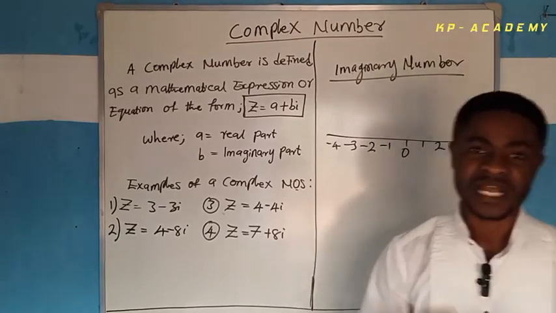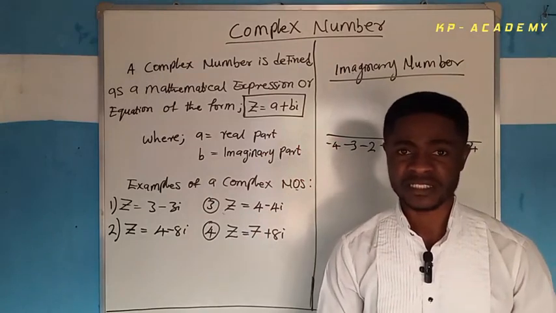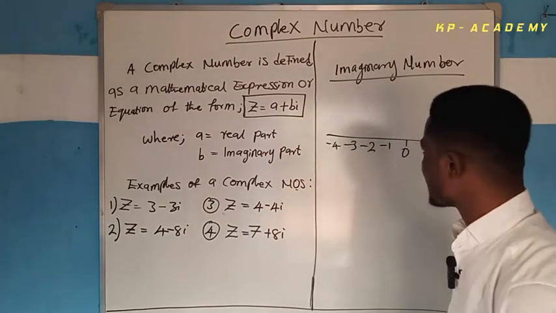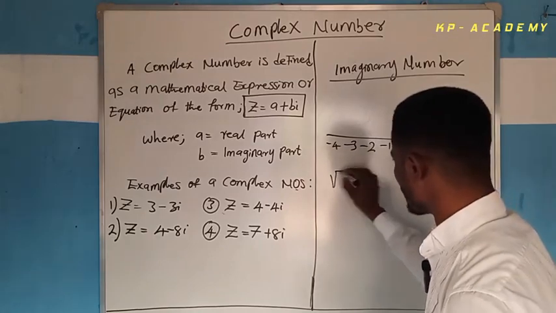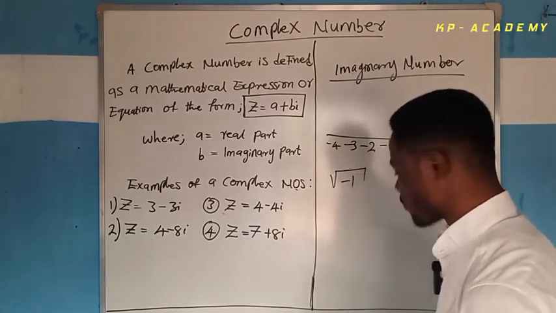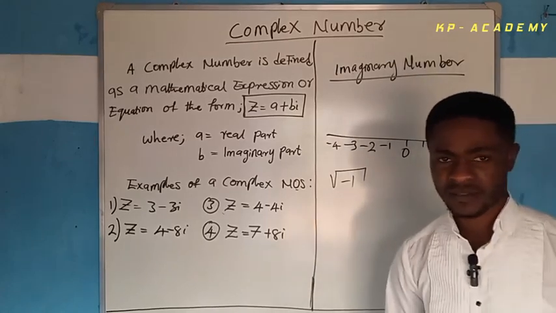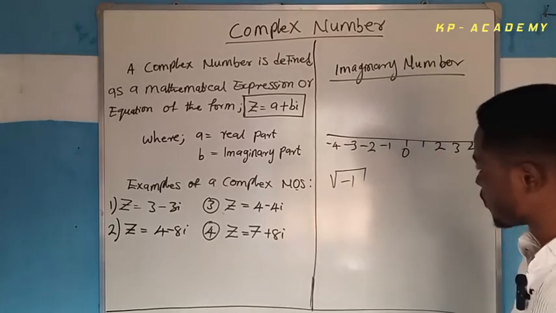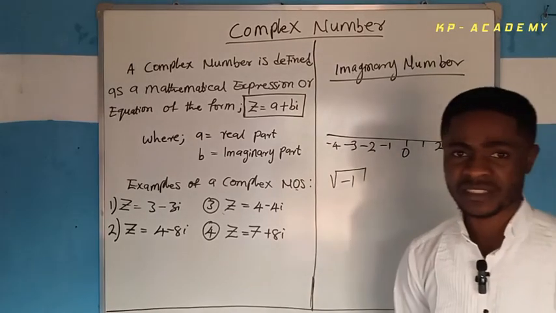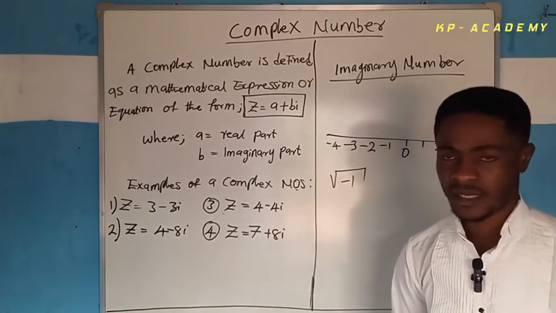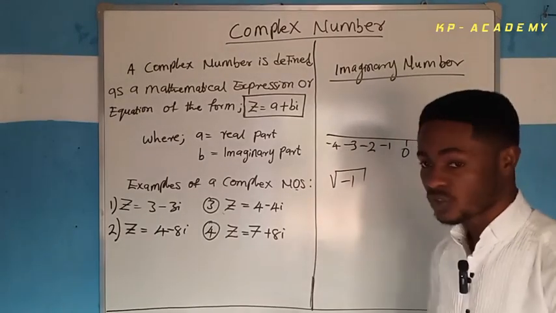Imaginary numbers are those numbers that are imagined to be in existence, but in reality they are not really in existence. This concept of imaginary numbers also arose because the square root of minus 1 cannot exist. If you use a non-fancy calculator and press the square root of minus 1, it will give you an indeterminate or math error. So it means that the square root of minus 1 does not exist.